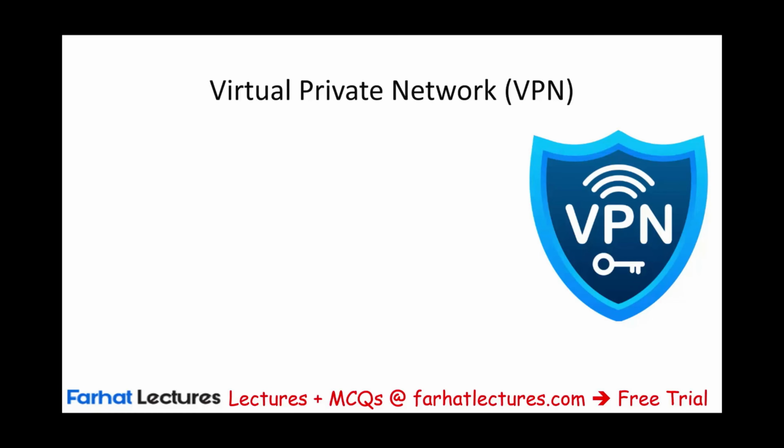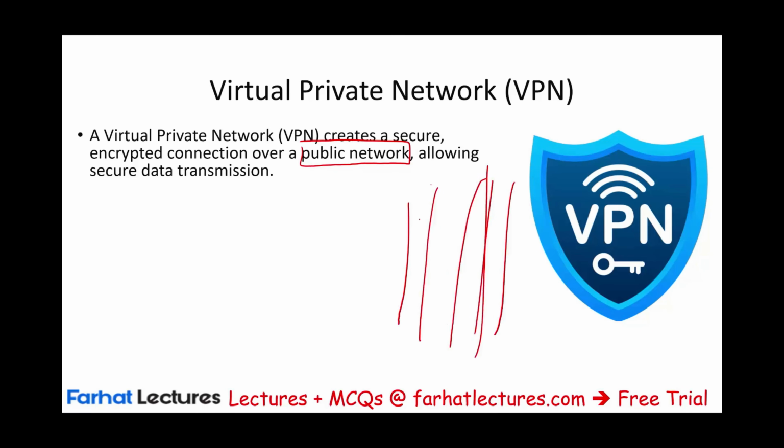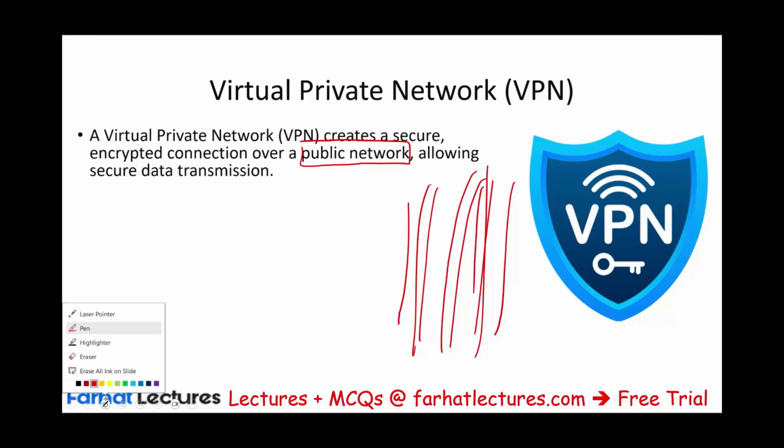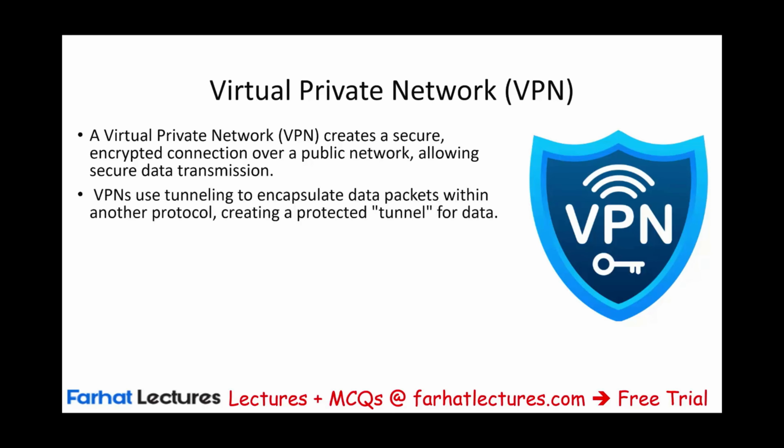Another form of protecting yourself on a network is a virtual private network. A virtual private network creates a secure encrypted connection over a public network. So you go to a public network, that's fine. And basically, if this is the public network, this is where the traffic is coming from. What you do is you create your own tunnel and you transmit information inside that tunnel, therefore making your communication more secure. VPNs use tunneling to encapsulate data packets within another protocol, creating a protected tunnel for the data. So when you transmit data, someone on the public network cannot access it.